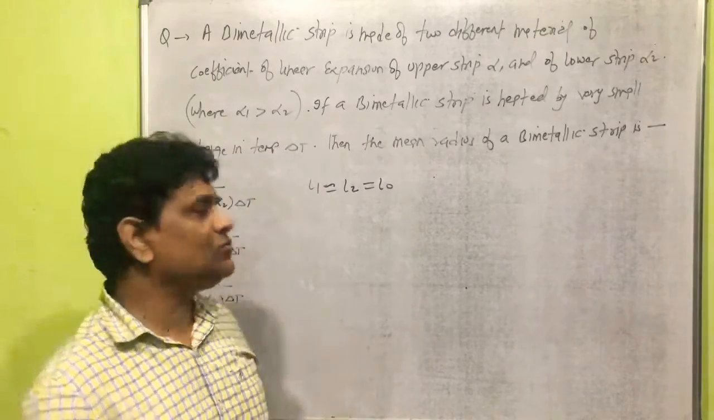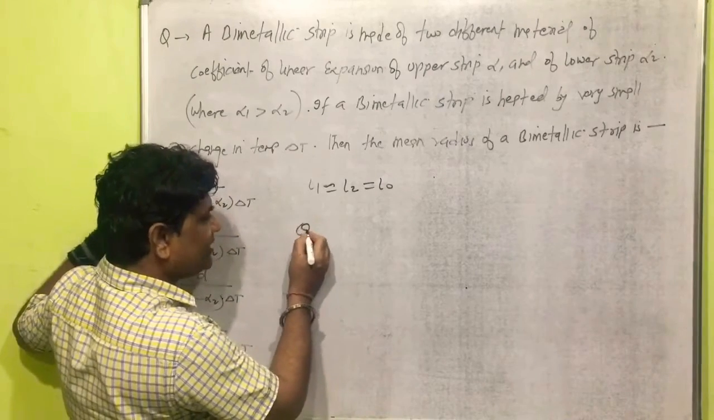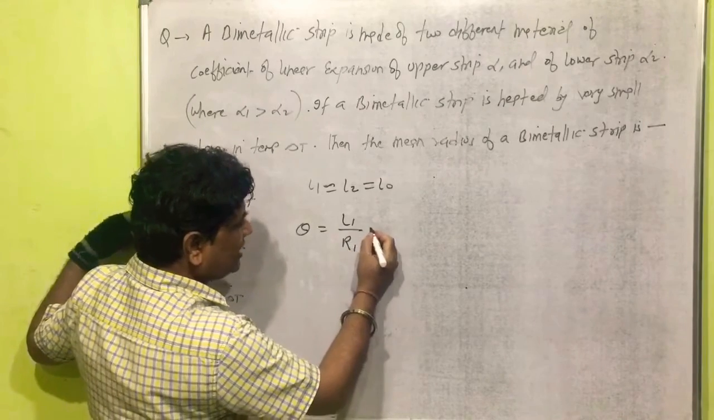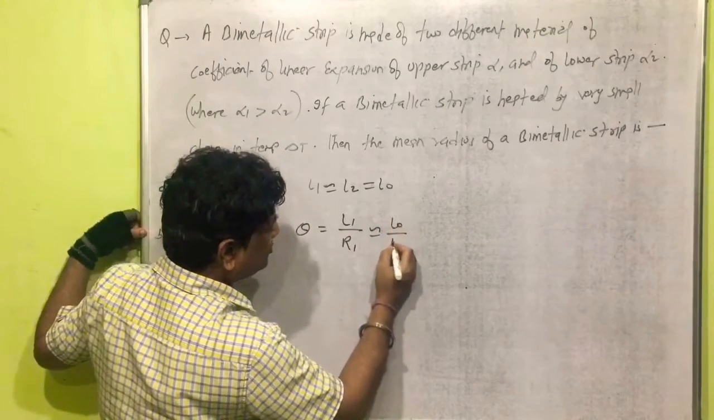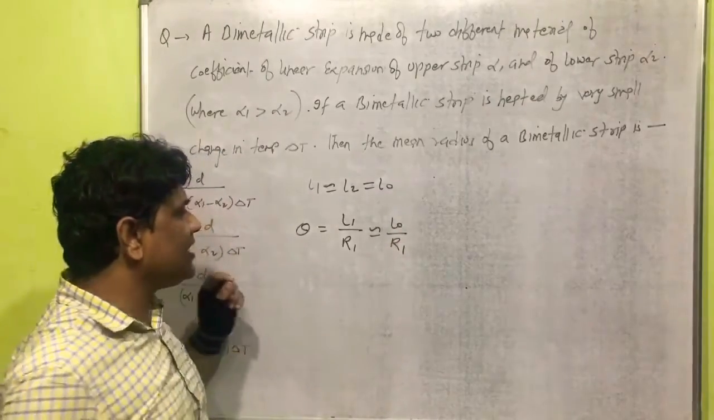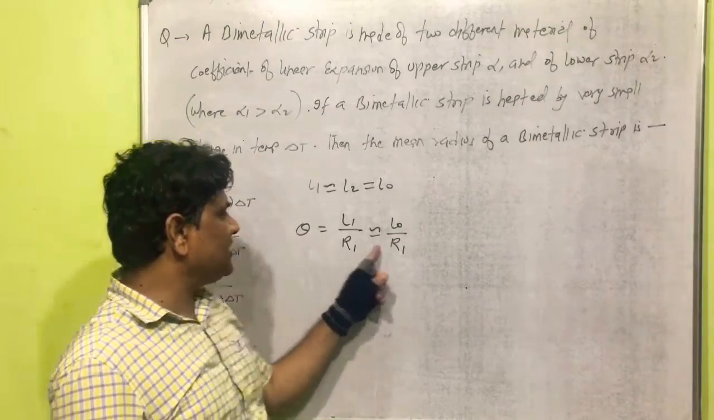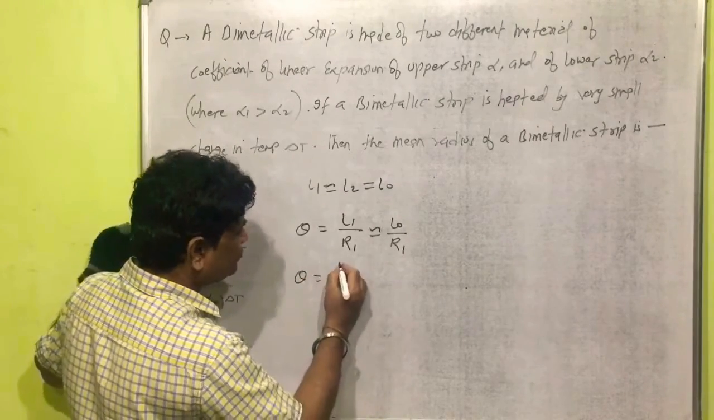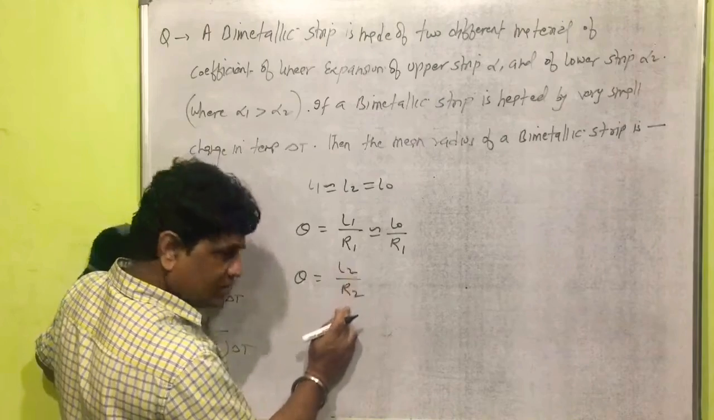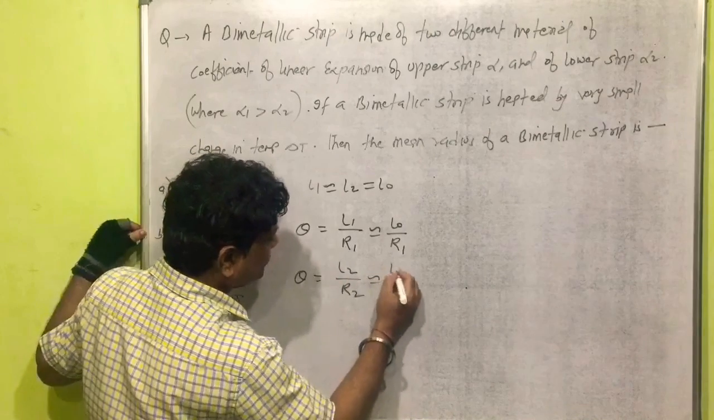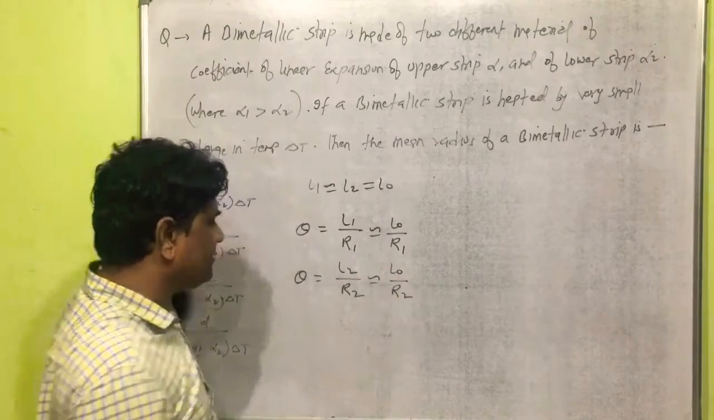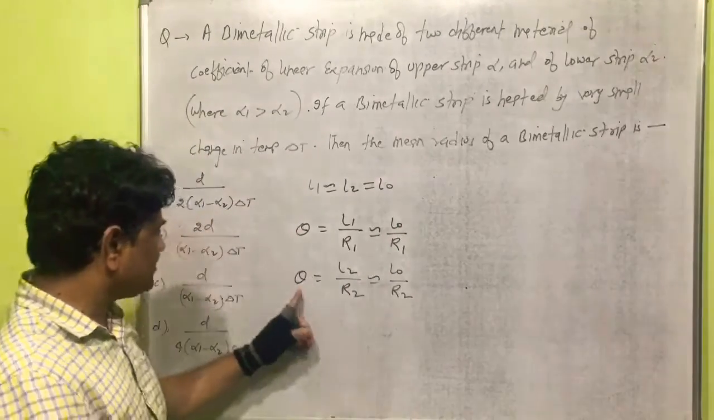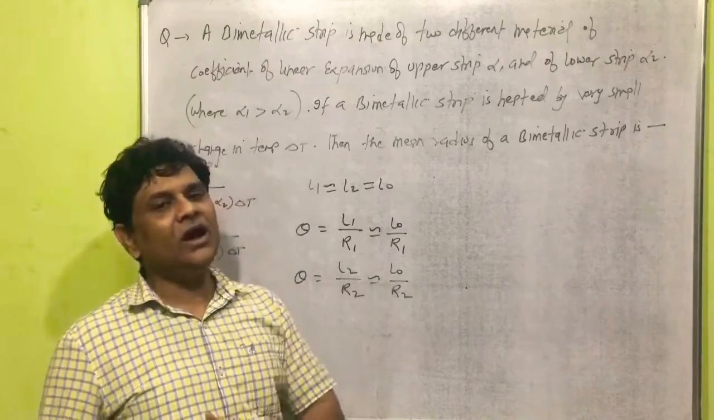Now angle is equal to arc upon radius. Angle is theta, arc is L1, radius is R1. Now this is nearly equal to L naught by R1. So theta is nearly equal to L naught by R1. Again theta is also equal to L2 by R2, and L2 is nearly equal to L naught, so theta is nearly equal to L naught by R2.